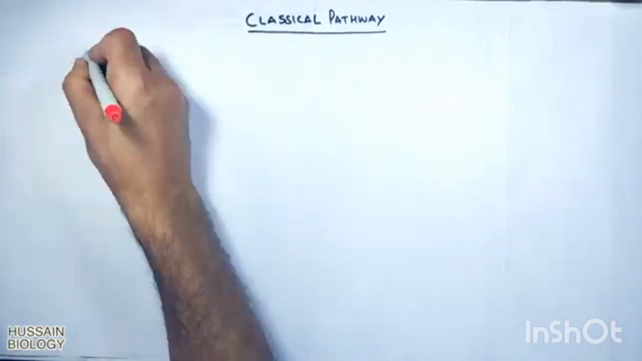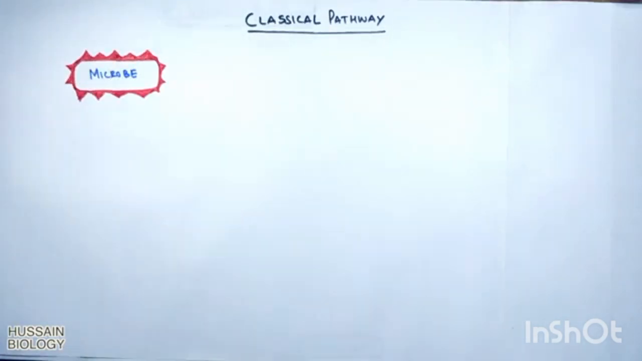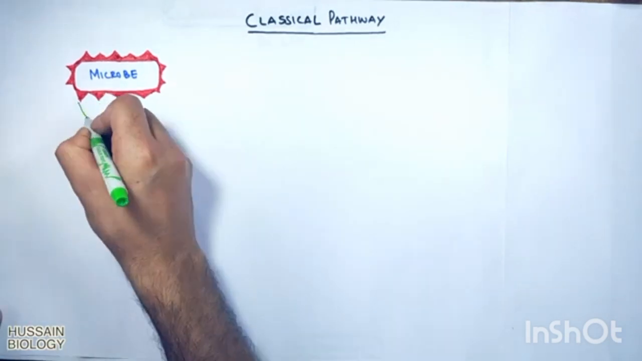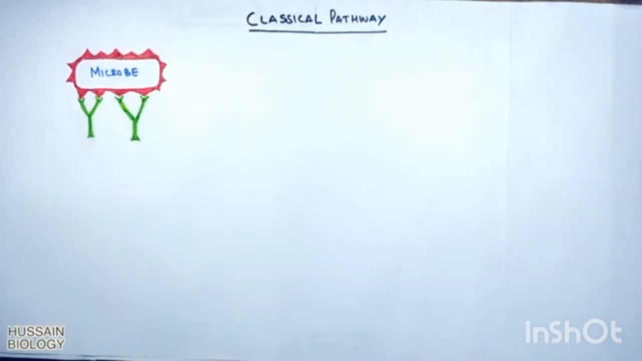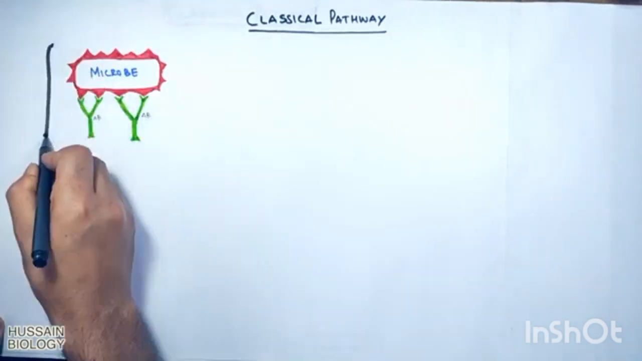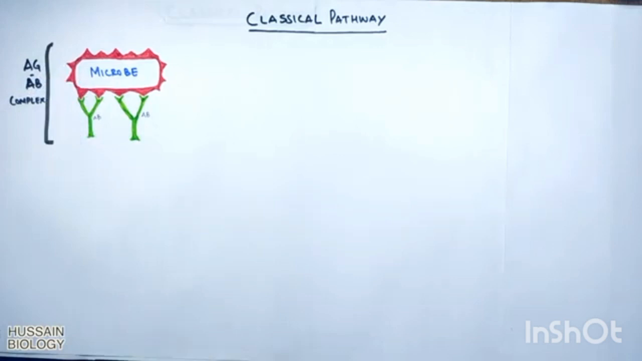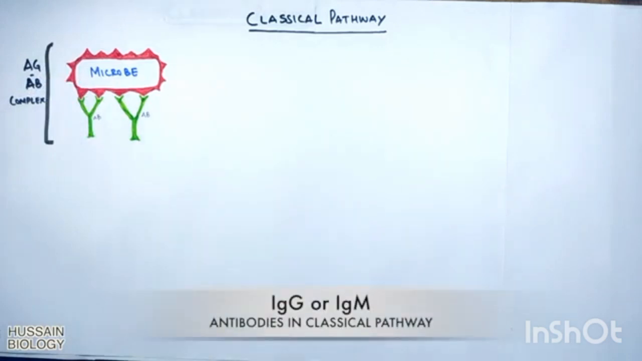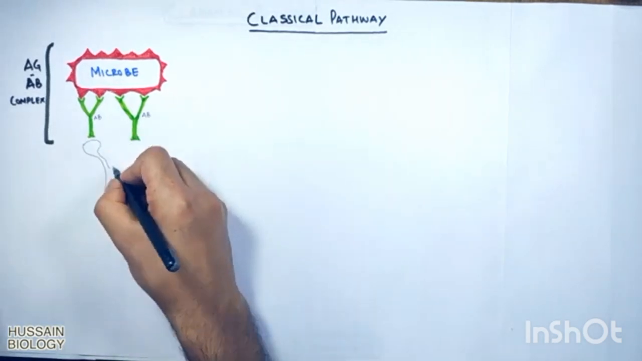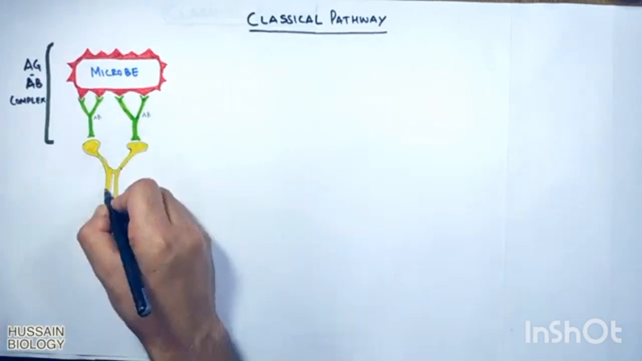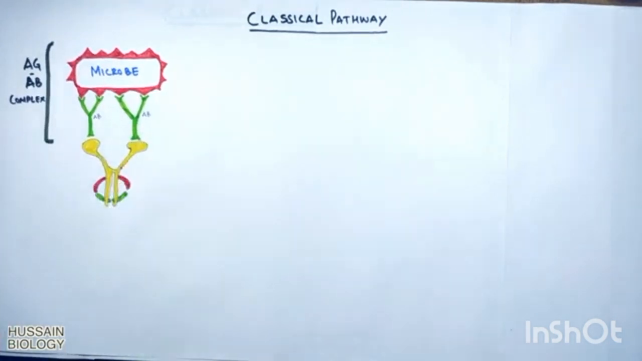Here in this diagram we can see we have the microbe or pathogen in the circulation, and to launch the classical pathway of the complement system, the antibody attaches to the microbe as shown in the diagram, thus giving us the antigen-antibody complex. The antibody here is an IgG or IgM antibody. Then we see the complement proteins start to work. First of all, the C1 protein comes into action in the form of a complex. Here we see the C1 complex binds with the antibody bound to antigen.